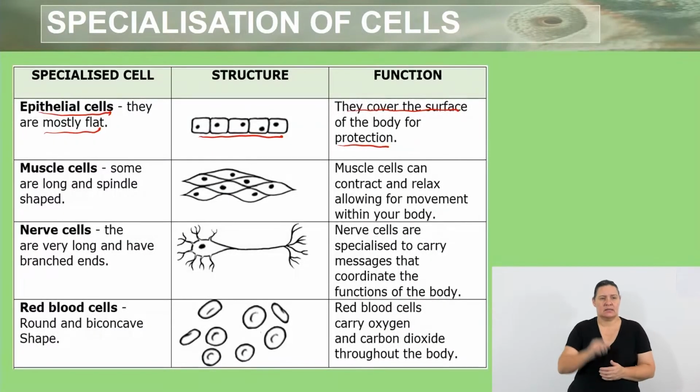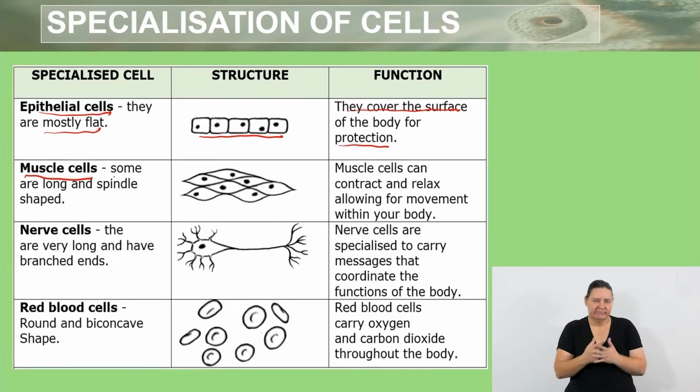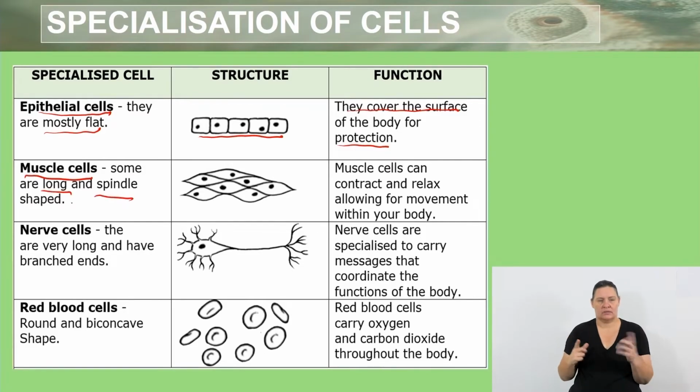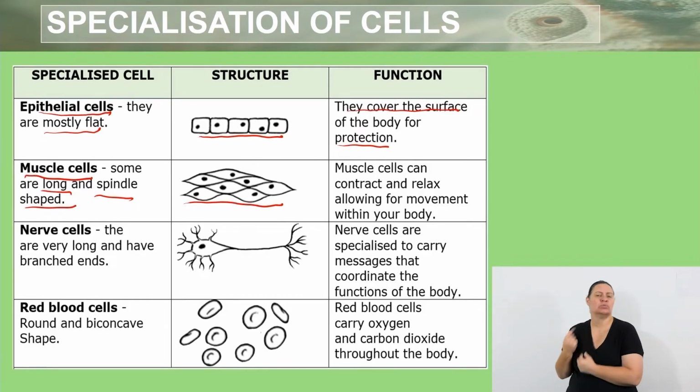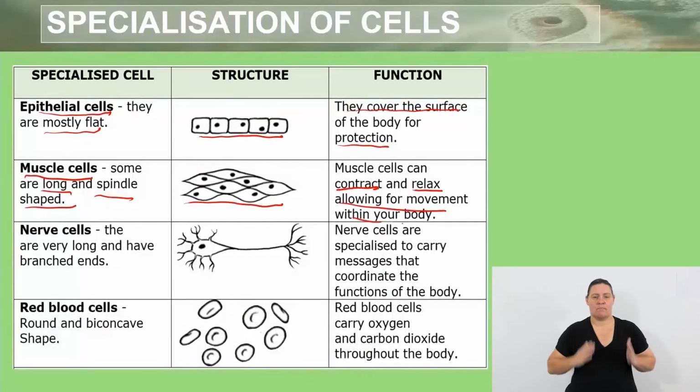protection. Then the second type of cells that we come across is muscle cells. So muscle cells are sometimes long and spindle shaped. So as you can see, this is how they look. And then what are they responsible for? So muscle cells are responsible for the contractions, or to contract and relax, to allow the movement within your body.